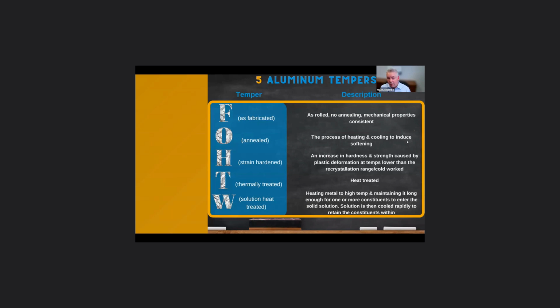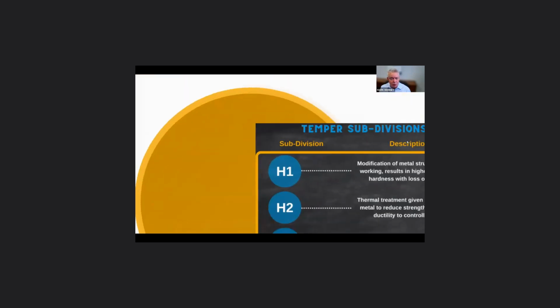They're work hardening it to give it the properties that they're looking for. T is thermally heat treated, so they're using heat to make it harder. And W is solution treated. Don't see that one too often, but really that one has to do with age hardening. The mills actually have a process in place where they can facilitate that, make it happen just a little bit faster. Next we're going to get into some of the detail on the strain hardening tempers.